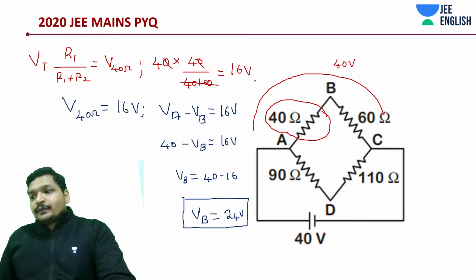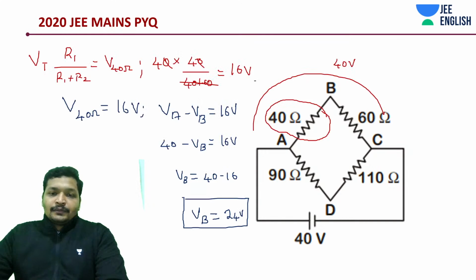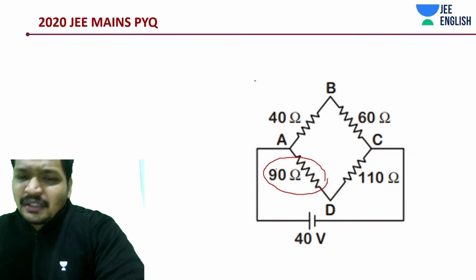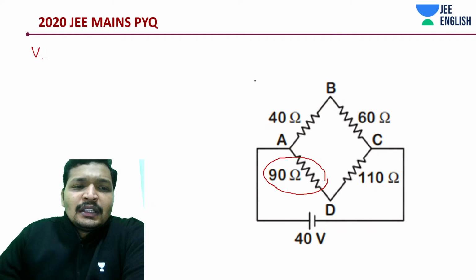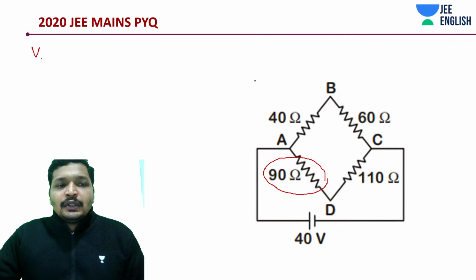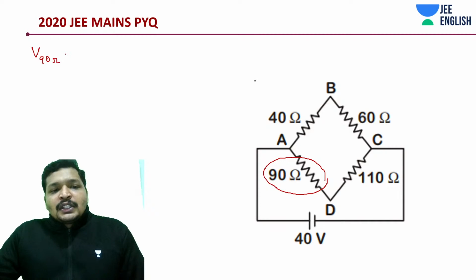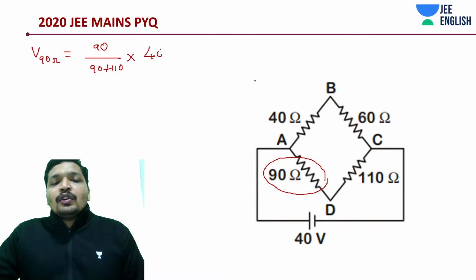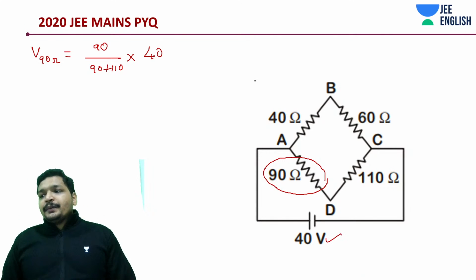Let's move on to the next one then. The next thing we have to find out is the potential drop across 90. You can also think about potential across 110 ohms, but let me do it this way, because if you're going one by one resistor, this is how you have to do. So 90 ohms is going to be R1, 90 ohm divided by 90 plus 110 ohm, that is R1 plus R2, into that of how much? 40 volts. Basically this guy over here.